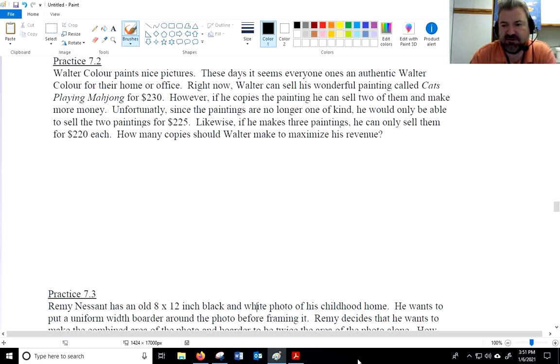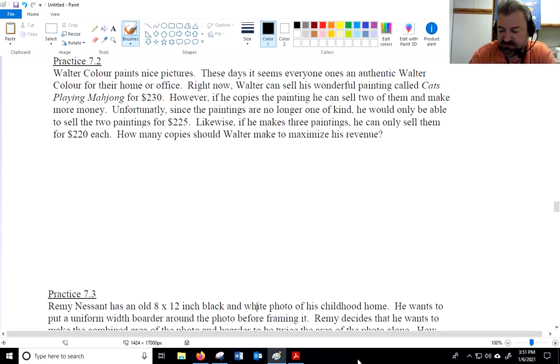Right now, Walter can sell his wonderful paintings called Cats Playing Mahjong for $230. However, if he copies the painting, he can sell two of them and make more money. Unfortunately, since the paintings are no longer one of a kind, he would only be able to sell the two paintings for $225. Likewise, if he makes three paintings, he'll only be able to sell them for $220 each. How many copies should Walter make to maximize his revenue?